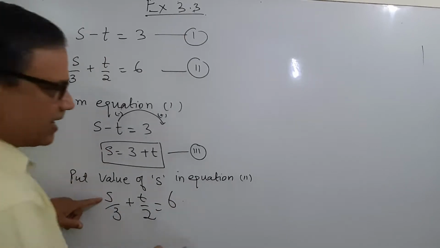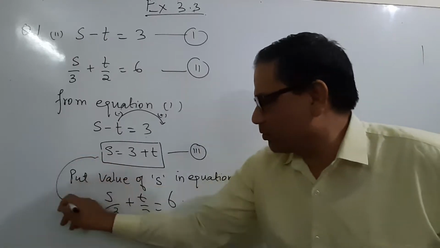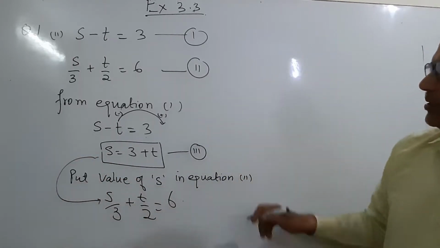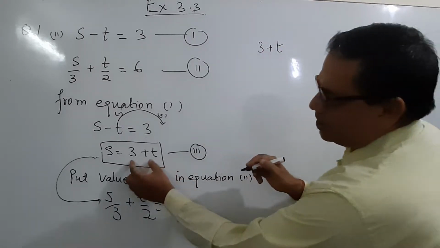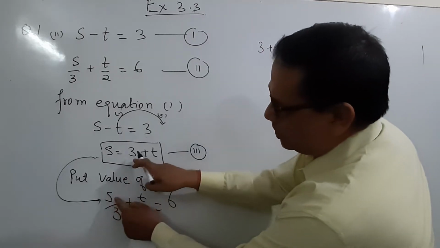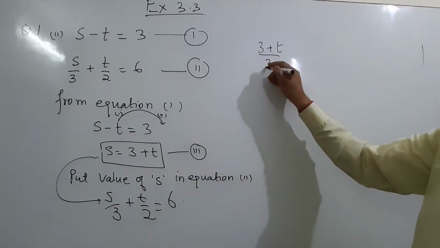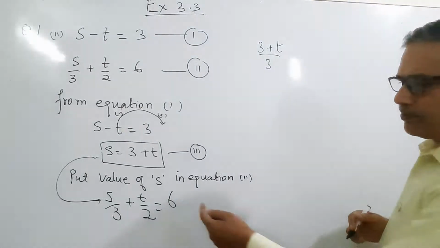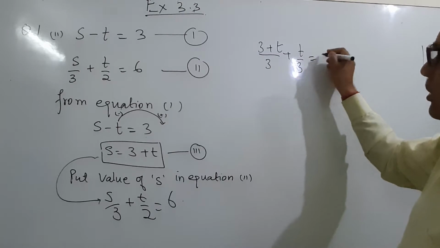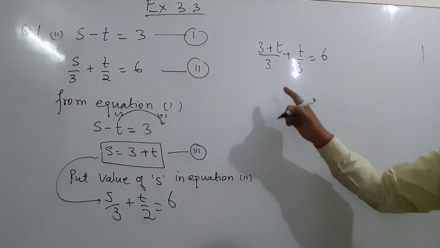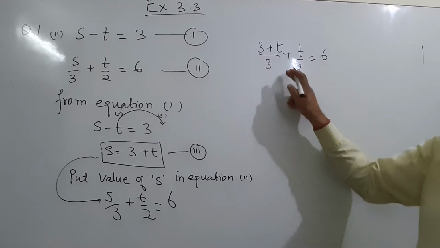It means here, what is s? I have to put s. This s we have to put here, meaning 3 plus t. This 3 plus t we have to put here, upon 3. And the other will be the same: plus t upon 2 is equal to 6. This is 2 and this is 3.